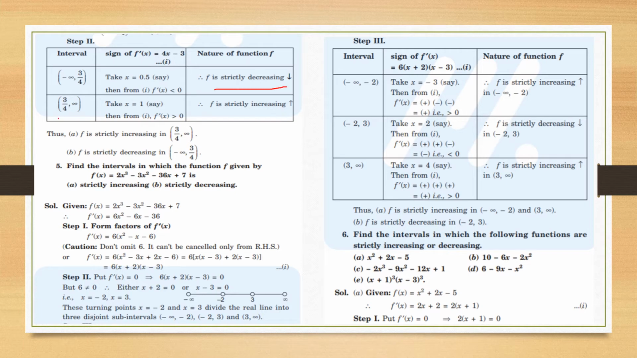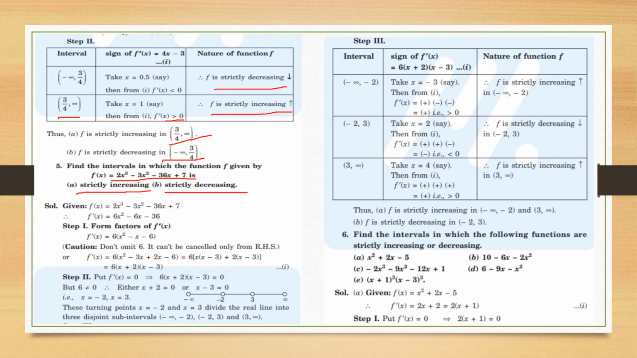And for 3 by 4 to infinity, let's take 1. If I put 1, the derivative is positive, meaning my function is strictly increasing. So this is how I check. That means my function is strictly increasing in 3 by 4 to infinity and decreasing from minus infinity to 3 by 4. Next, find the intervals in which the function given by f(x) equal to 2x cube minus 3x square minus 36x plus 7 is strictly increasing and strictly decreasing.